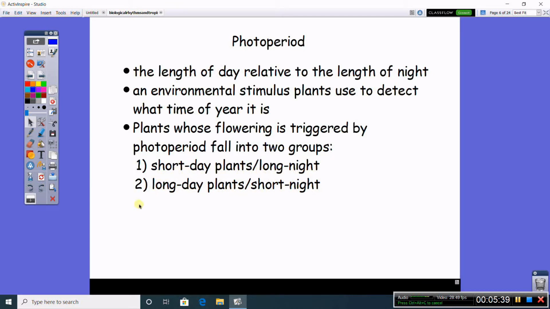Okay. If it is something like a chrysanthemum, a mum that you typically have in the fall, those tend to be short day, long night plants. They don't usually flower until the day gets shorter and the night gets longer.